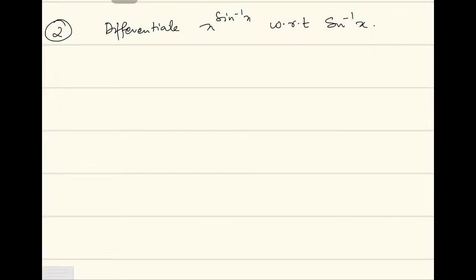Okay, here we have the second one. Differentiate x to the power sine inverse x with respect to sine inverse x. So similar concept. How will I start, everyone? I'll say let y equals x to the power sine inverse x, the first function, and let's say z equals sine inverse x, correct? So I'll have to differentiate the first one first.